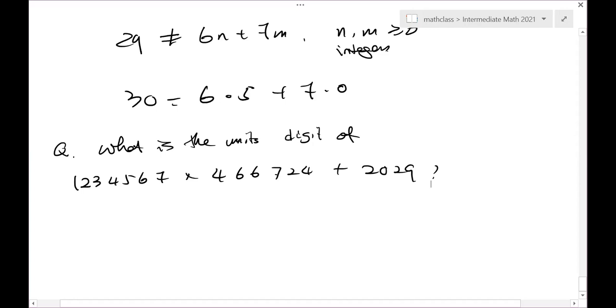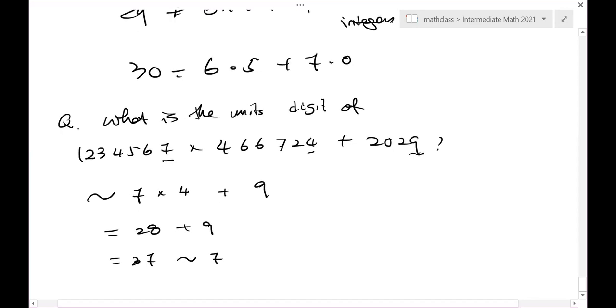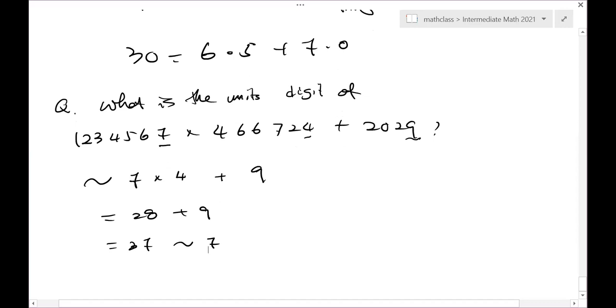I told you the unit digit of a product of two numbers is completely determined by the unit digit of each number. Okay. And we only need to record the last digit here. So 28 plus 9. 28 plus 9 is going to be 37, so the unit digit is 7. Not 37, we're talking about the unit digit.